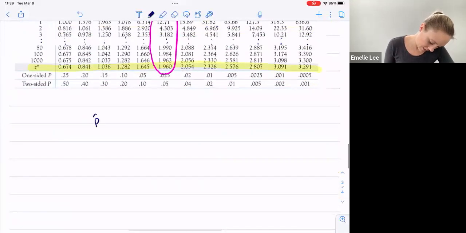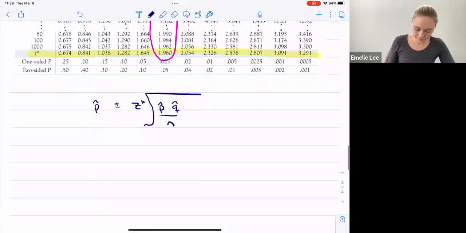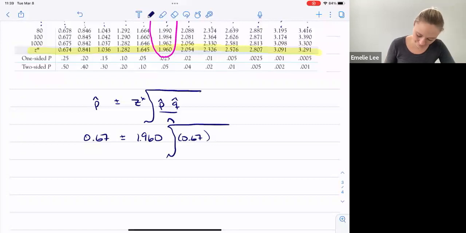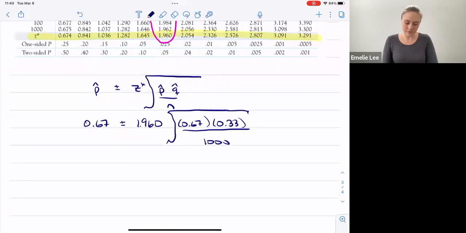So we have p hat plus minus Z star times the square root of p hat q hat over n. So we've got 0.67 plus minus 1.960 times the square root of 0.67 times 0.33 divided by 1,000. Now, when you're doing these calculations, main thing, don't forget the square root. But you'll want to be methodical. So 0.67 times 0.33 divided by 1,000, then square rooted.